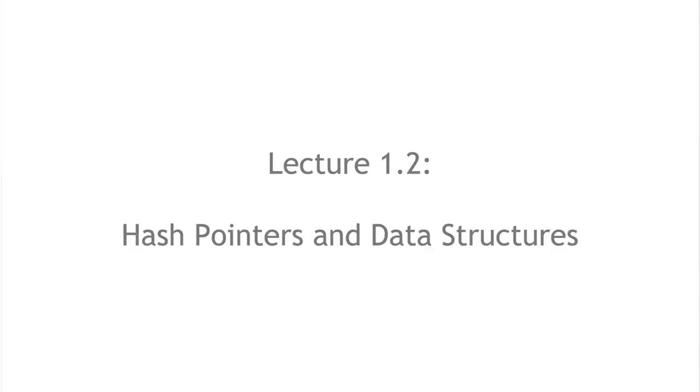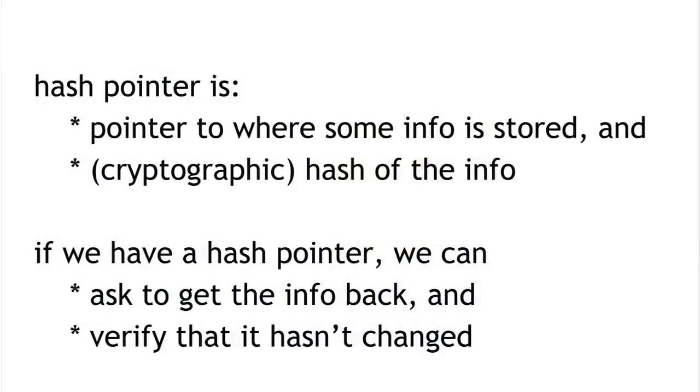Section 1.2, we're going to talk about hash pointers and their application. A hash pointer is a kind of data structure that turns out to be used a lot in the systems that we're talking about. A hash pointer is basically a simple thing: we're going to take a pointer to where some information is stored, and together with that pointer, store a cryptographic hash of the information. Whereas a regular pointer gives you a way to retrieve the information, a hash pointer is going to let us ask to get the information back. And it's also going to let us verify that the information hasn't changed. So a hash pointer tells us where something is and what its value was.